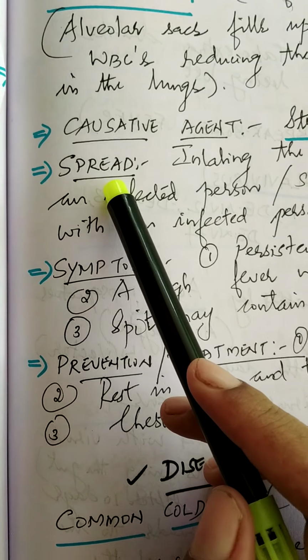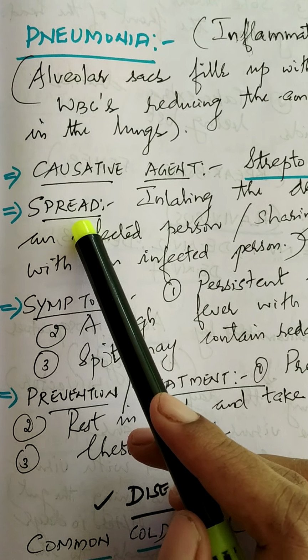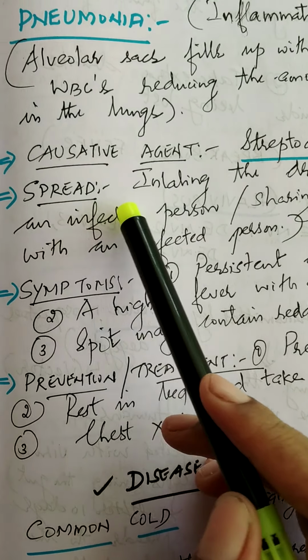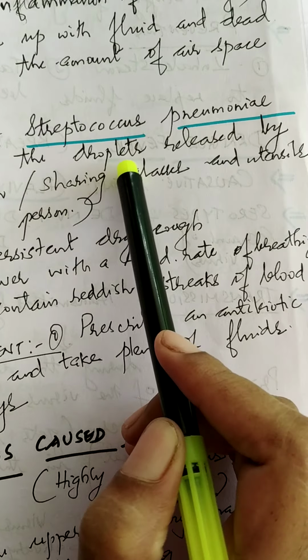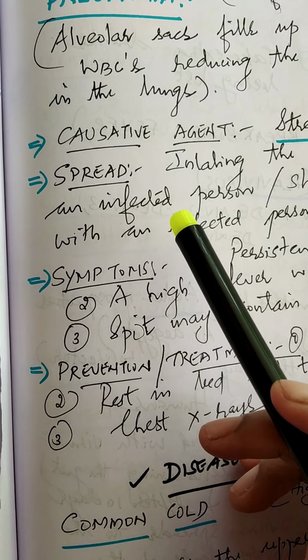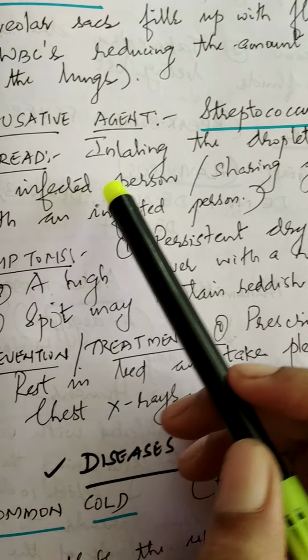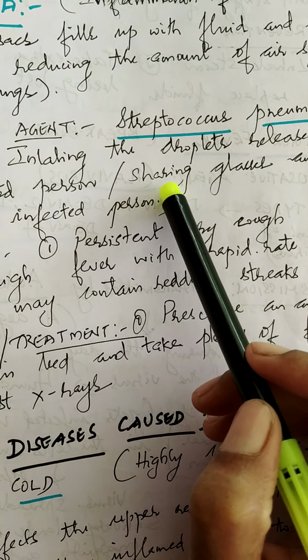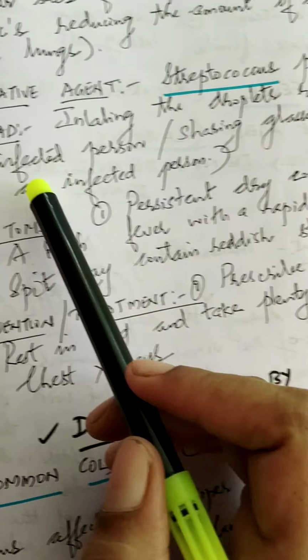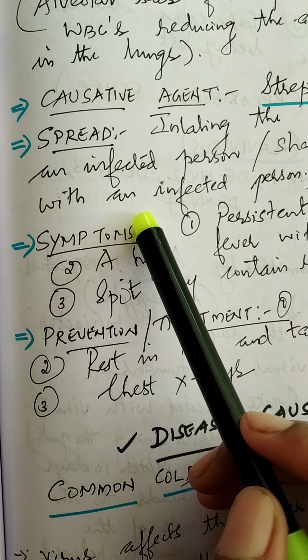And how does the spread occur? Since it is affecting our lungs, mainly inhaling the droplets which are released as a result of coughing by the infected person can spread the disease. Another way of transmission is sharing glasses and utensils which are used by an infected person.